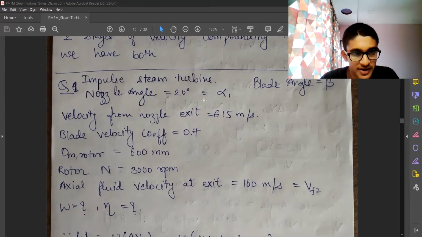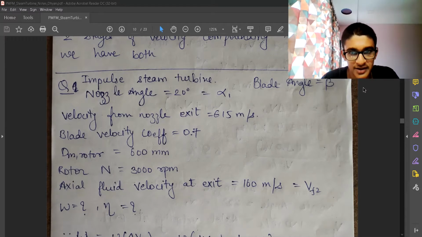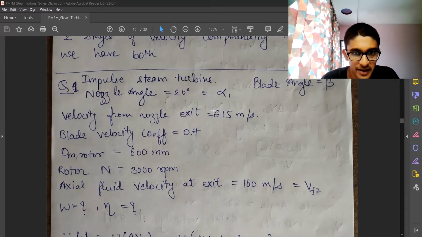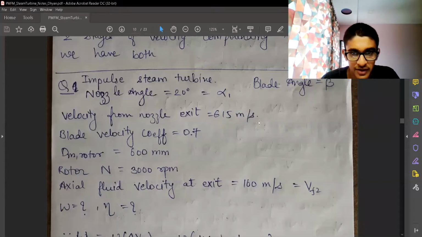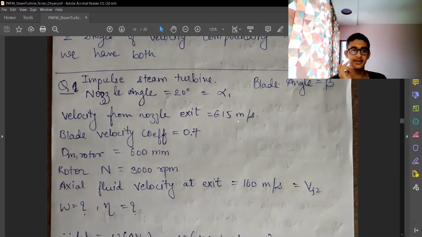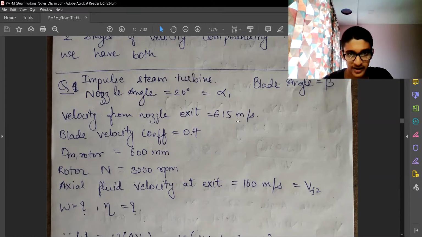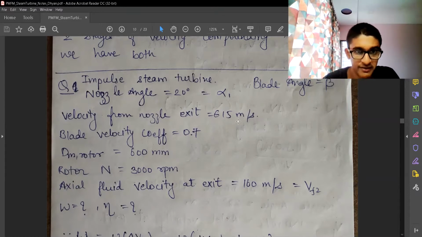You must remember the nozzle angle is said as alpha, blade angle is said as beta. Velocity from nozzle exit is 615 meter per second. You can see this is a supersonic velocity. The velocity of sound in air is around 315 to 330, depending on temperature and density of air.